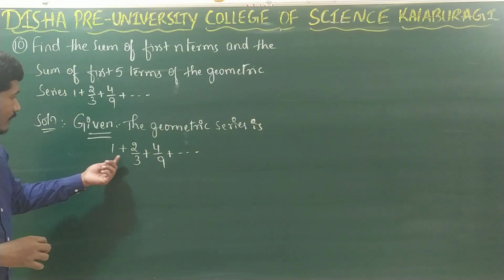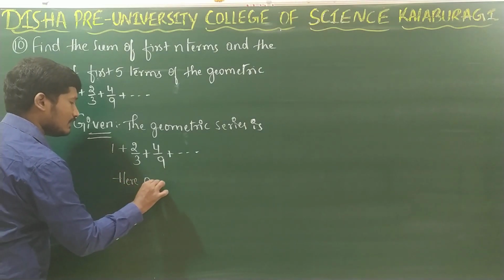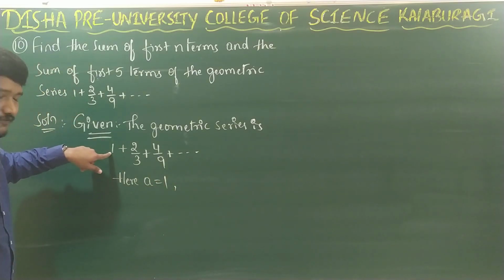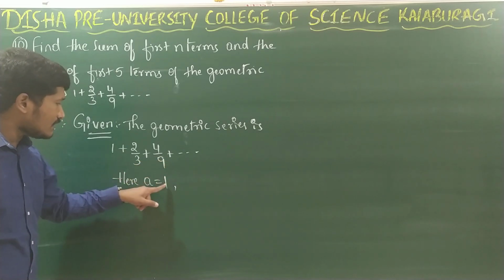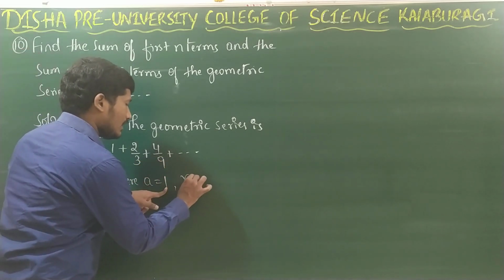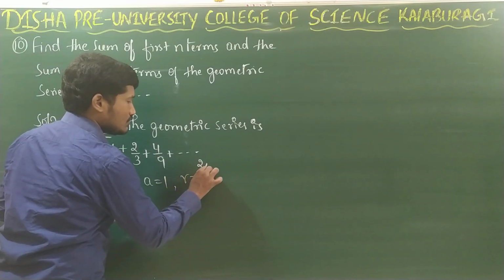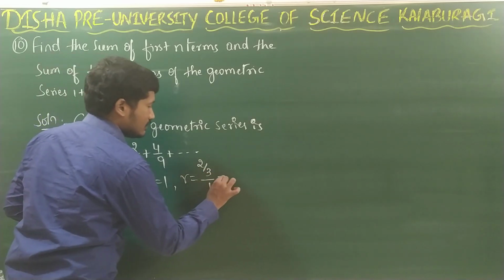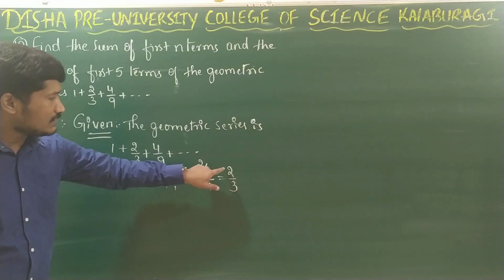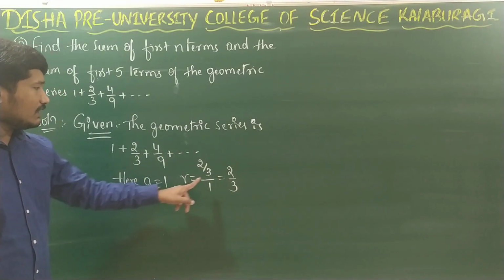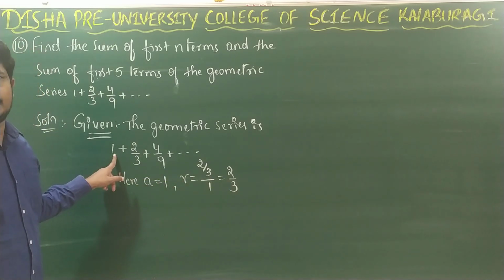From this geometric series the first term of the GP is 1. And the common ratio is equal to A2 divided by A1, that is A2 is 2 by 3, A1 is 1, so this is equal to 2 divided by 3, since the term divided by 1 is again the same term. So this is the common ratio we get and this is the value of the first term.